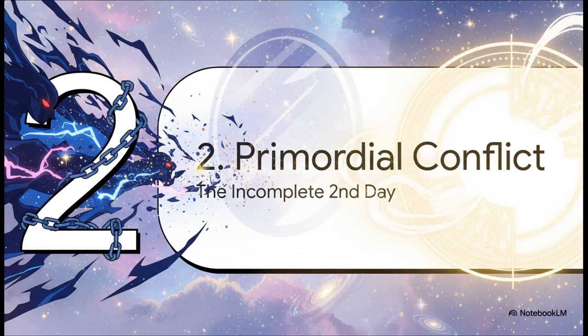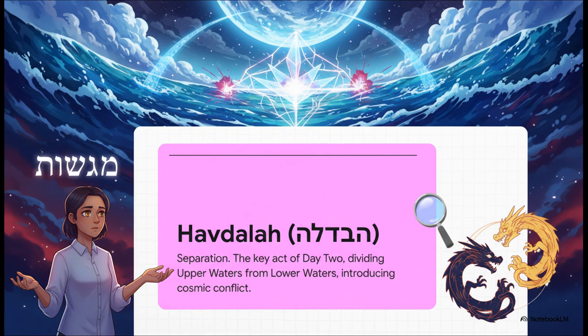To really get the solution, you've got to understand the problem. The huge victory on the third day is a direct answer to a crisis that happened on the second day. So let's rewind a bit and look at the state of the cosmos right before our verse. You see, the defining action on day 2 was Havdalah, separation. A barrier was put in place, dividing what are called the upper waters from the lower waters. Now, this was a necessary step for sure, but it also introduced a massive problem, a state of cosmic conflict, a deep tension. In fact, this conflict was so unresolved that day 2 is the only day of creation where the Torah doesn't say it was good. The job just wasn't finished.